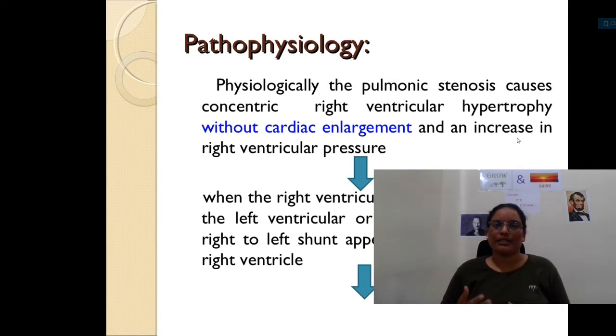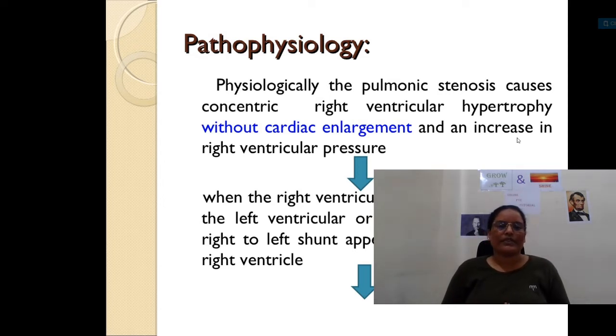Right ventricle put their effort to give this blood to the pulmonary artery, and the right ventricle tries a lot to flow blood through the narrowed valve. At that time, what happened? The muscles of the right ventricle become hard due to overworking, right? Then right ventricular hypertrophy without cardiac enlargement and an increase in right ventricular pressure.